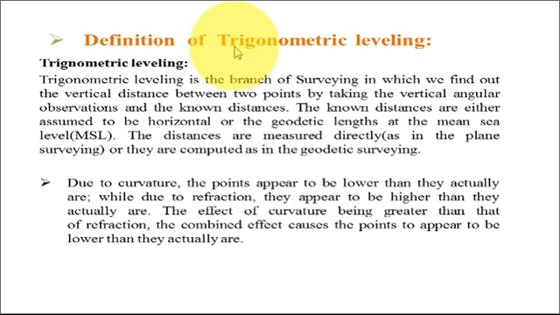Let's first see the definition of trigonometric leveling. Trigonometric leveling is the branch of surveying in which we find out the vertical distance between two points by taking vertical angular observations and the known distances. The known distances are either assumed to be horizontal or the geodetic length at the mean sea level. The distances are measured directly or they are computed as in geodetic surveying.